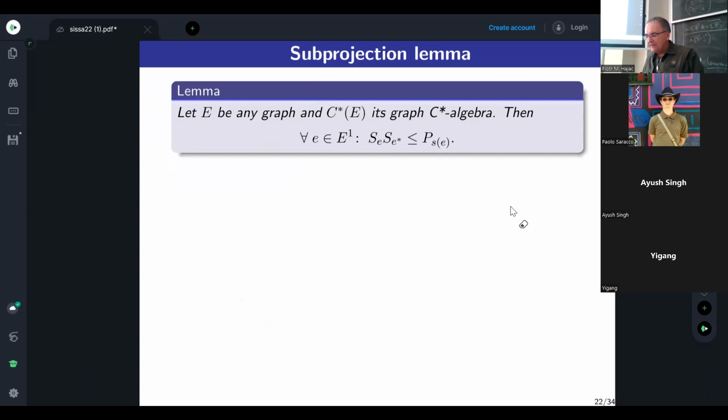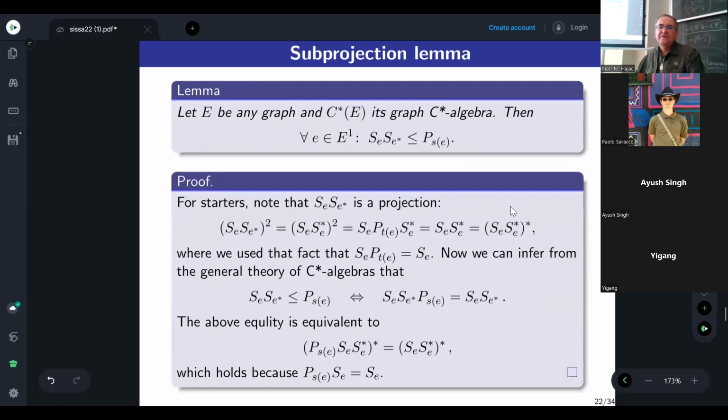I take any graph E and I take its graph C*-algebra. Then I claim that for any edge, it is true that S_e S_e^* is less than or equal to the projection P_{s(e)}. Okay. And I'm going to prove it using the general theory of C*-algebras. Now, once I have it, the proof is not so complicated.